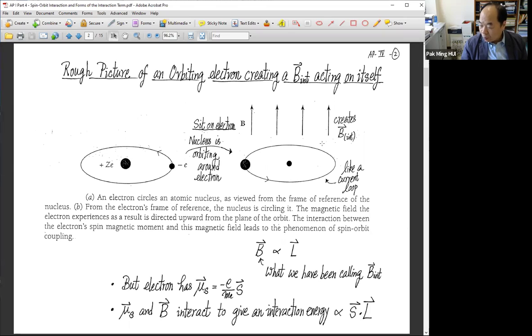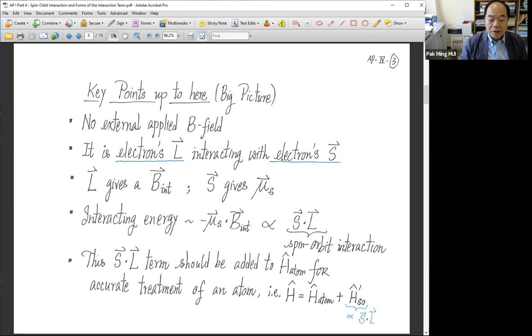Let's continue on with our discussion on the formula representing the spin-orbit interaction. So these are the key points that I pointed out before the break.